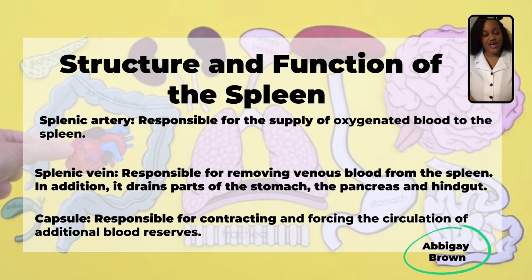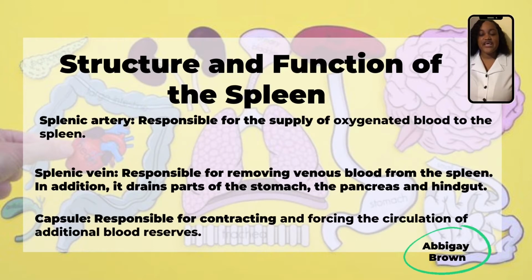Thank you, Amoya. So the structure and function of the spleen. The splenic artery is responsible for the supply of oxygenated blood to the spleen. The splenic vein is responsible for removing venous blood from the spleen. In addition, it drains parts of the stomach, the pancreas, and the hindgut.